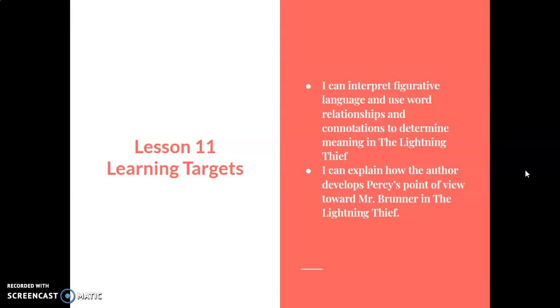Our learning targets are: 1. I can interpret figurative language and use word relationships and connotations to determine meaning in The Lightning Thief. 2. I can explain how the author develops Percy's point of view toward Mr. Brunner in The Lightning Thief.